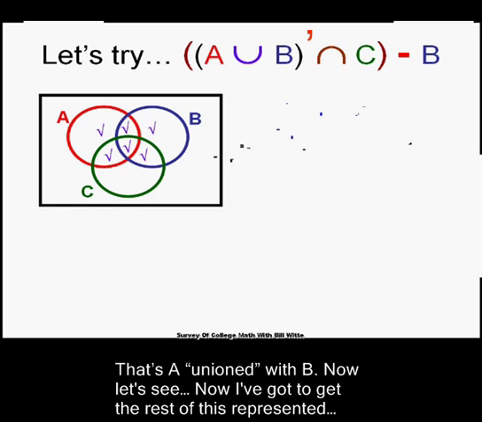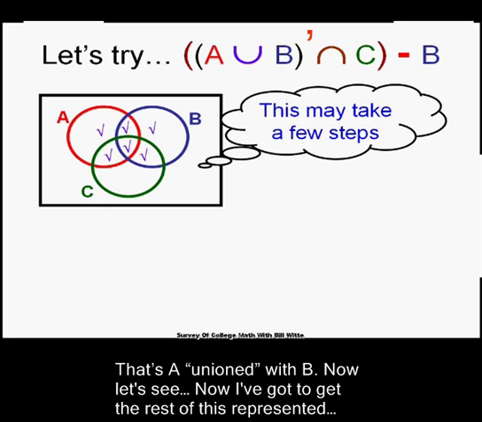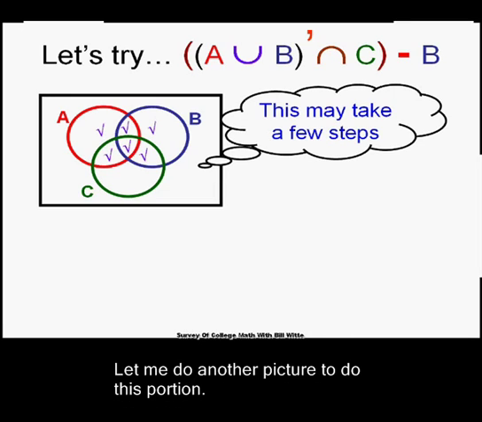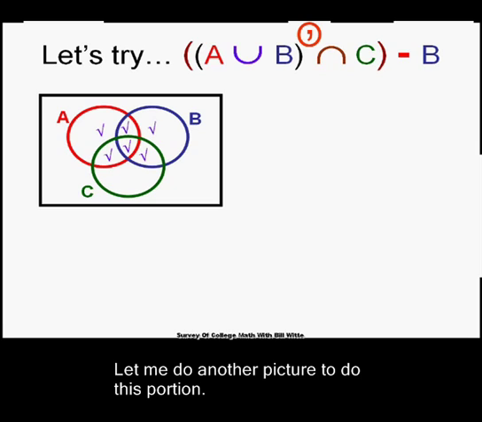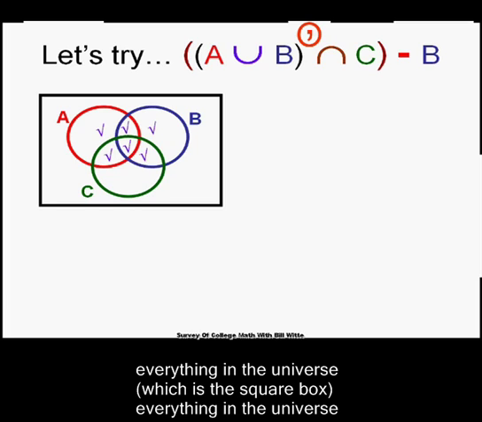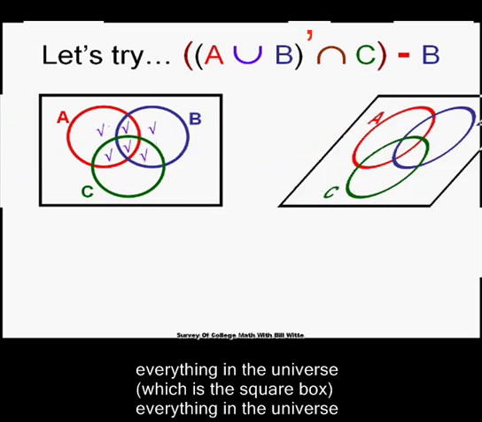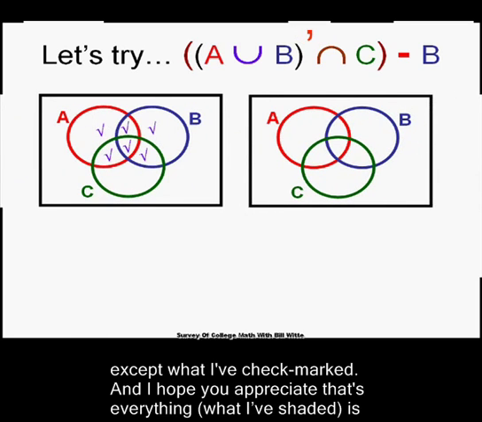I've got to get the rest of this. Okay, well, you know what? I'm not going to get lazy here. Let me do another picture to do this portion. I want to do the complement of that, which means everything in the universe, which is the square box, everything in the universe except what I've check marked. I hope you appreciate that's everything except the check marks.